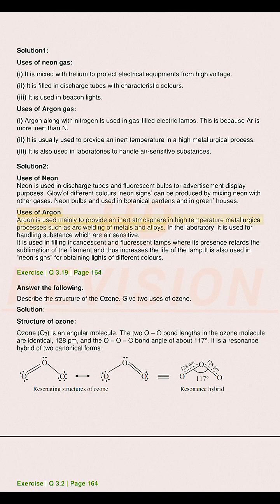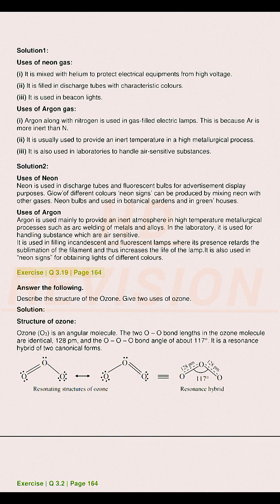Uses of argon. Argon is used mainly to provide an inert atmosphere in high-temperature metallurgical processes such as arc welding of metals and alloys. In the laboratory, it is used for handling substances which are air-sensitive. It is used in filling incandescent and fluorescent lamps where its presence retards the sublimation of the filament and thus increases the life of the lamp. It is also used in neon signs for obtaining lights of different colors.